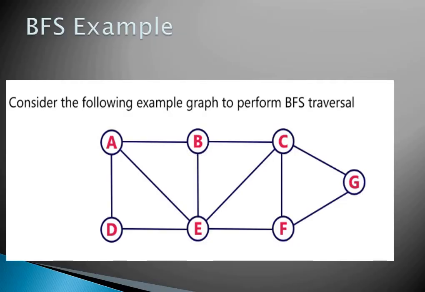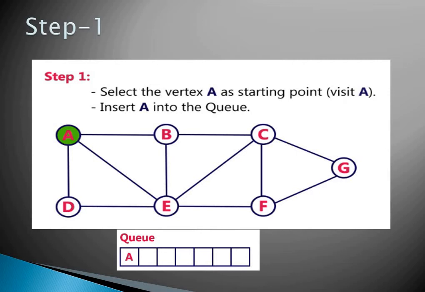See the example here. We are considering the BFS graph with 7 vertices: A, B, C, D, E, F and G. Out of these vertices, you have to choose one as a source vertex. You can see A is the source vertex for this particular graph. Select the vertex A as a starting point. So we'll visit A and insert that vertex into the queue. So A is added to the queue.